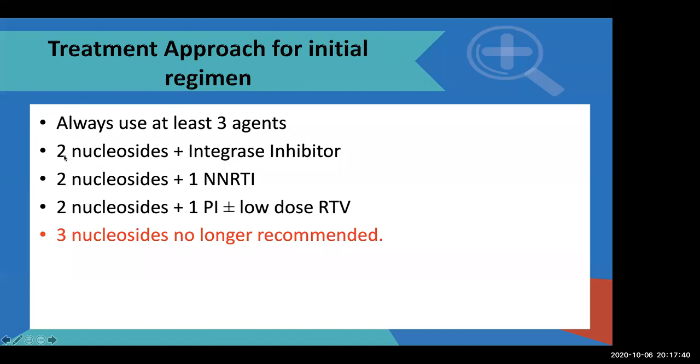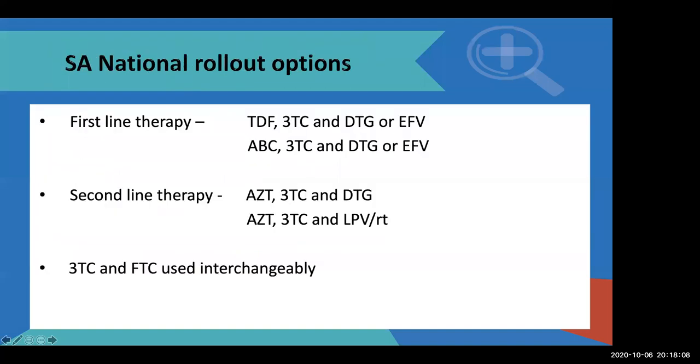So if you look at the standard first line regimen in South Africa, yes, it's three agents, but it's not just any three agents, right? It's two nucleosides plus an integrase inhibitor. That would be tenofovir with lamivudine and dolutegravir. So all the regimens that are in our current guidelines will always meet one of these three structures. If you find yourself prescribing something else, just know that you have violated one of the key principles around HIV management, right? Remember, we are dealing with principles today.